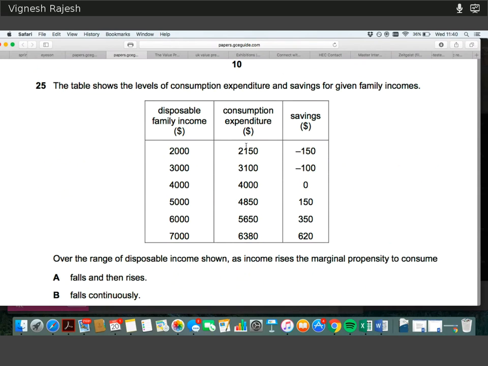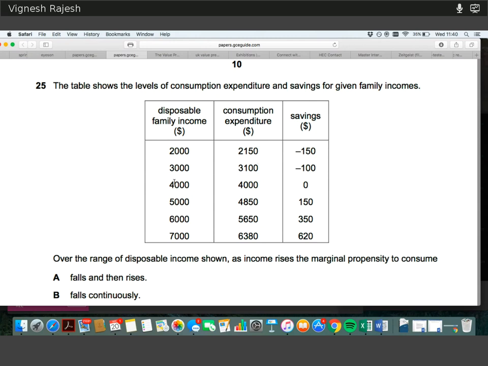Okay, 25. This just requires going through it a bit. The key thing to look at is the marginal propensity to consume. You have to look at the increments between income and expenditure. It's quite easy with the income because it's always increasing linearly by 1,000. But we can see that initially, as income increases by 1,000, consumption increases by 950, so that's an MPC of 0.95.